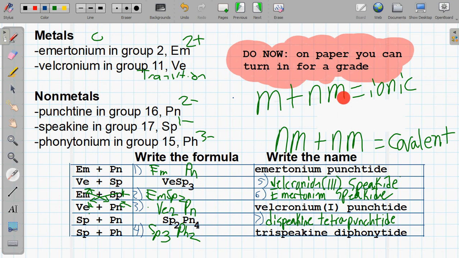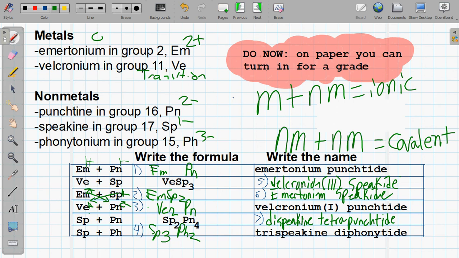All right? We know as soon as we see that we have a metal and a nonmetal, it's ionic. As soon as we see a nonmetal and a nonmetal, it's covalent. And I told you whether they were metals or nonmetals. All right? So EM and PM had a 1 plus and a 1 minus. So your formula is just EmPm. And your name is Emertonium punchtide.